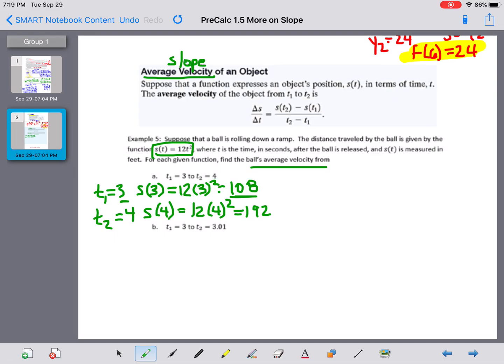Okay, so when I'm trying to find the ball's average velocity, that's the same thing as slope, right? So when I'm doing this, change in y over change in x, I'm going to do s of t2 minus s of t1. It looks so fancy and big and important, but stop and say s of t2. Well, here is my t2, right? And that's what I got once I plugged it in. 192.